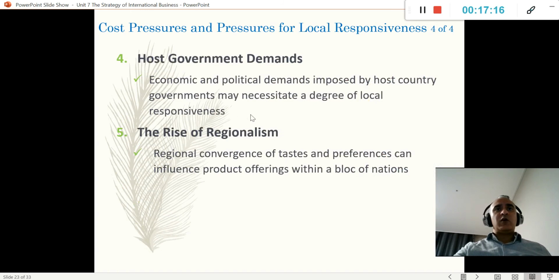Another thing is the host government demands. We need to be local because the host government is demanding that we adapt and fulfill the local regulations. Here, for example, is the case of Netflix. Although it's an international company, in some countries, especially Korea, they were required to have a certain amount of local productions, like Korean films. So they had to change their strategy, because if you don't include Korean content, they don't let you operate there, right?